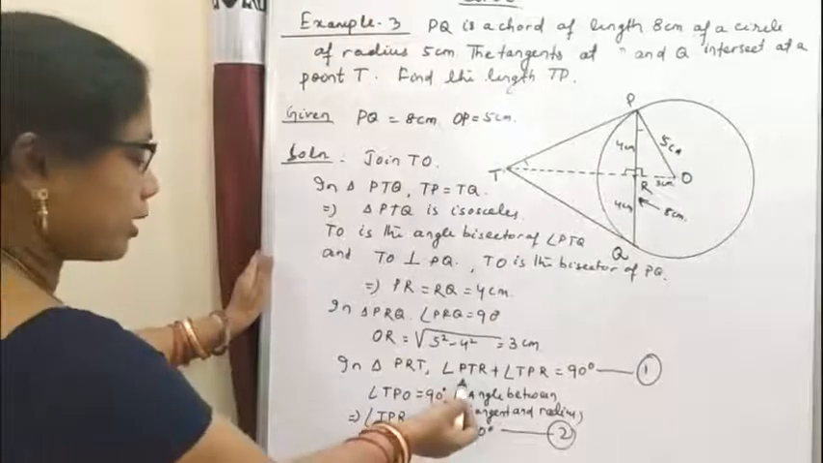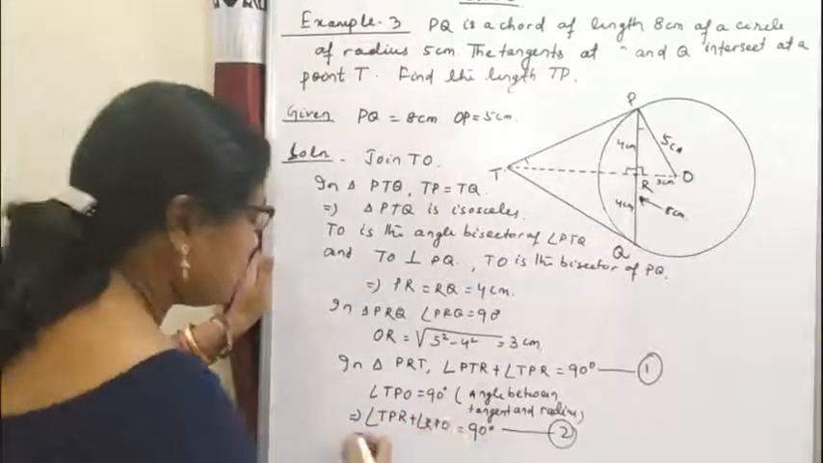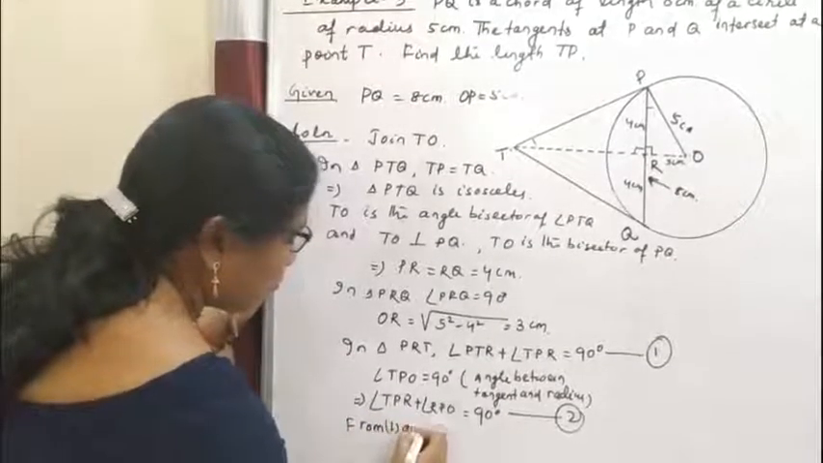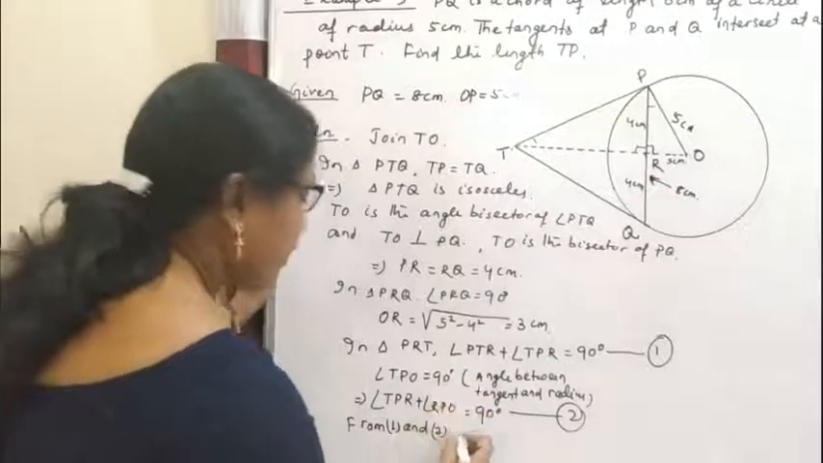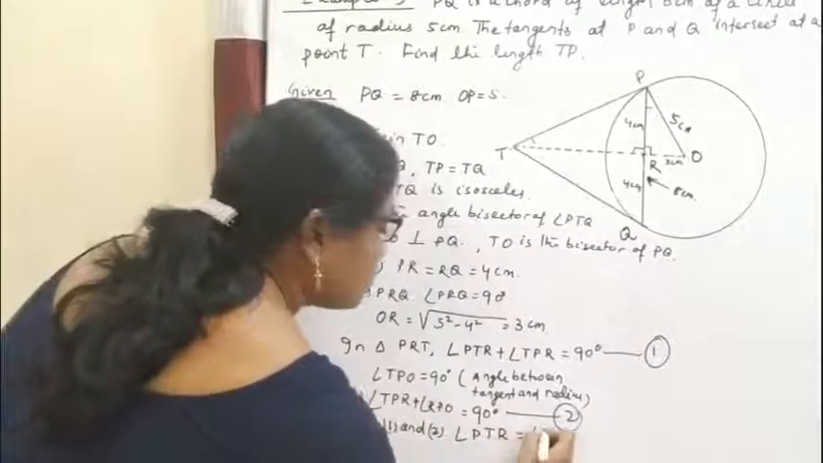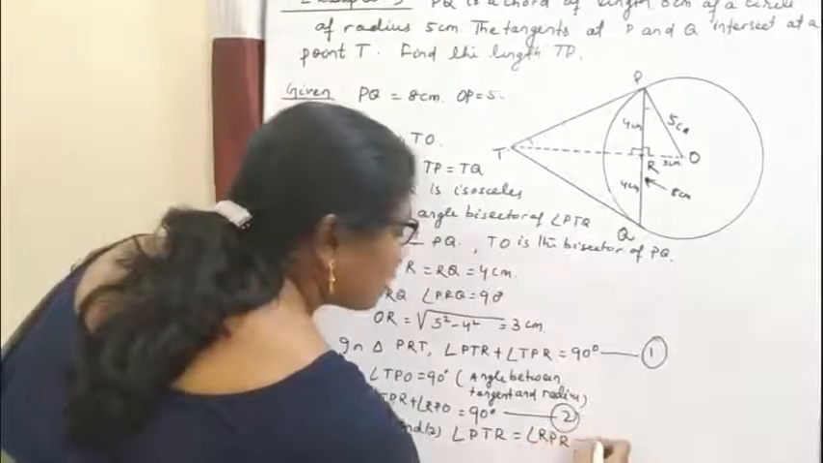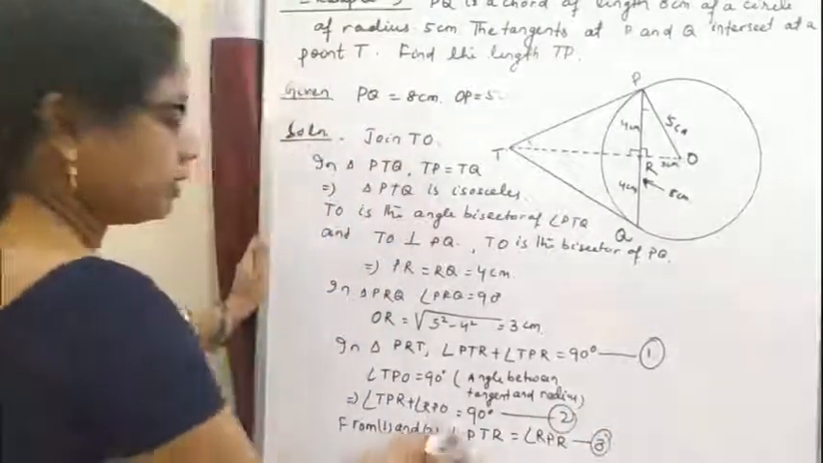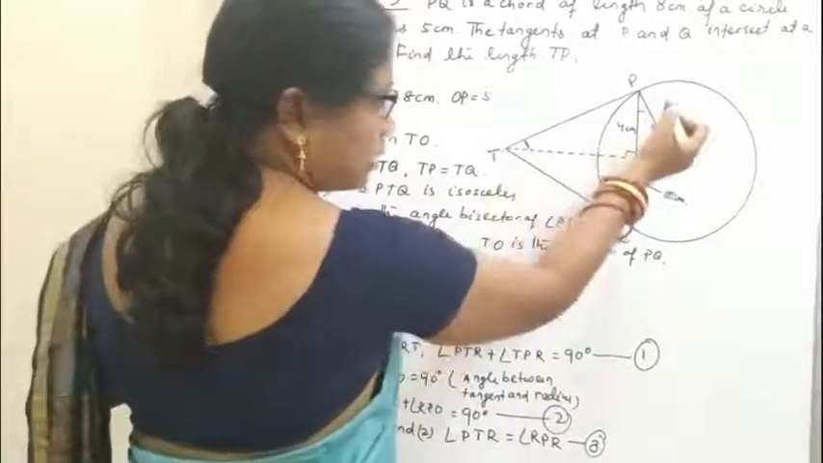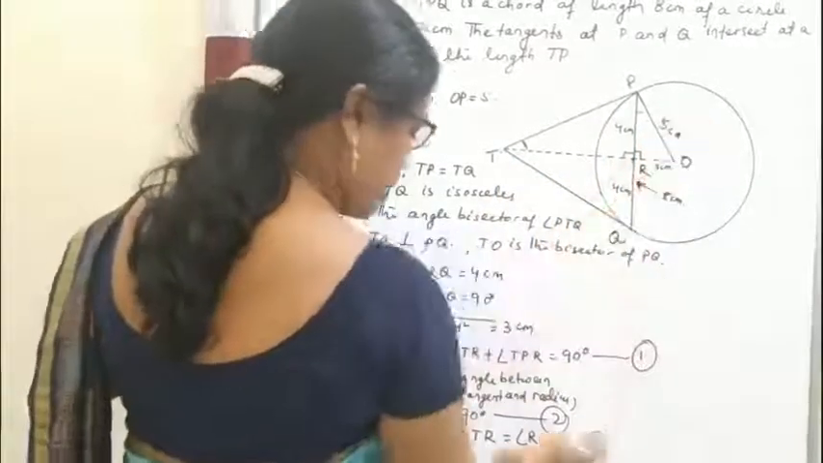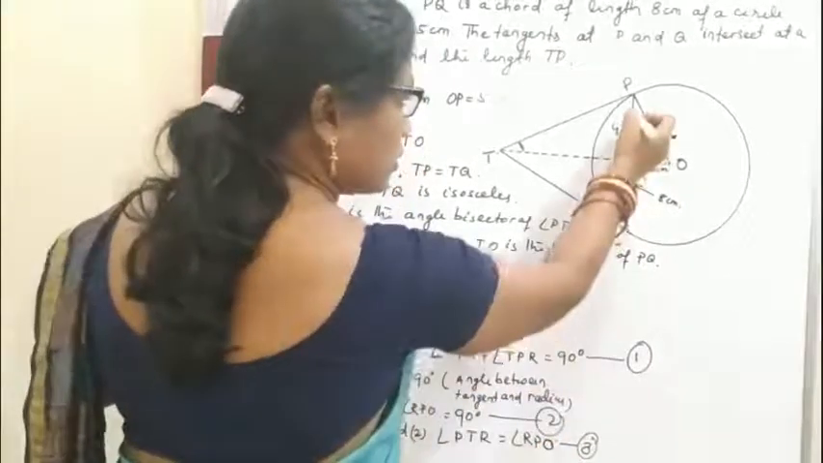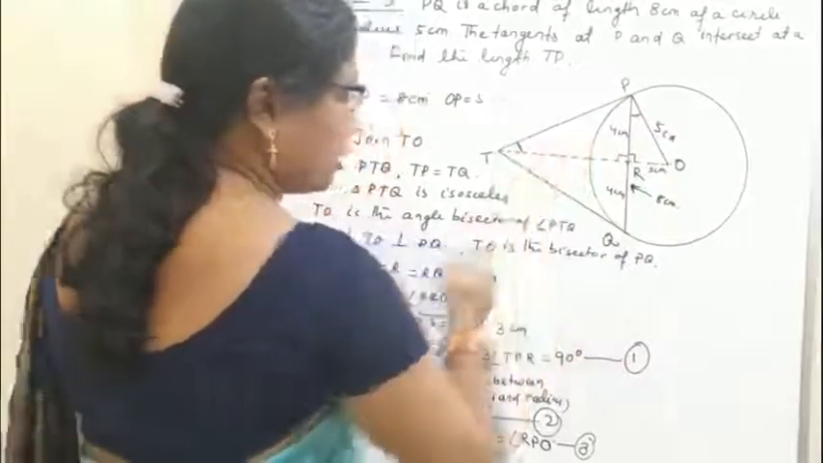So now we can compare these two. From 1 and 2, we can compare. So angle PTR is equal to angle RPO. So this is our finding 3. PTR is equal to RPO. These two angles are equal.